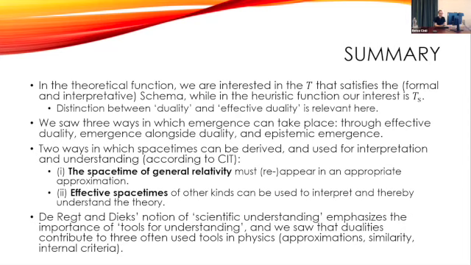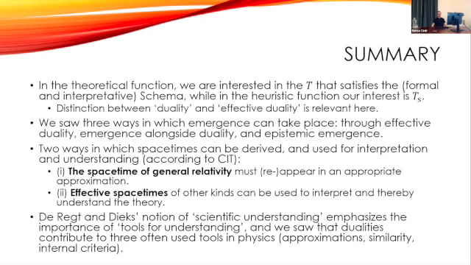All right, so I'm going to end here, and today I will have some discussion earlier. So the summary is that in the theoretical function, we're interested in a theory T that satisfies the schema, while in the heuristic function we always go beyond the schema. That is actually the definition of the heuristic function. And so the distinction between duality and effective duality is relevant. So we saw 3 ways in which emergence can take place when we have duality.